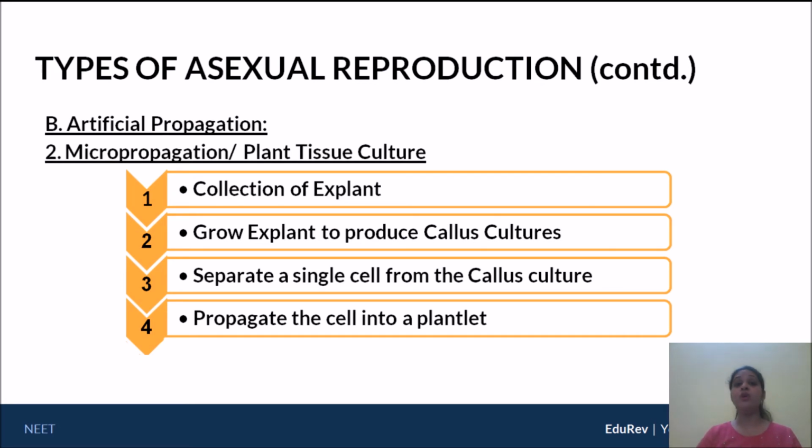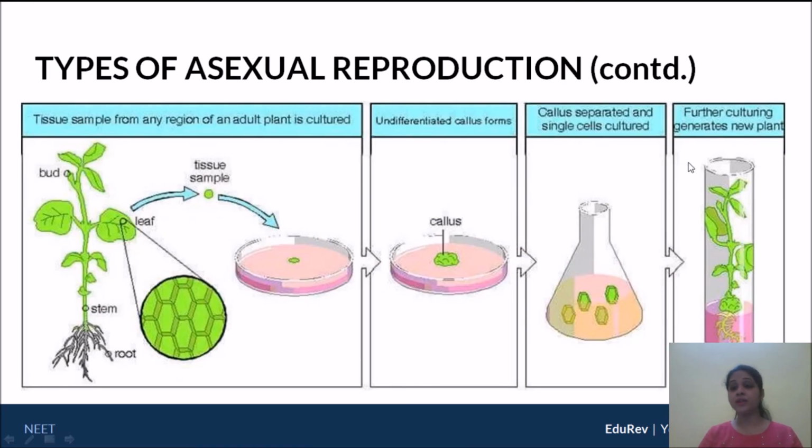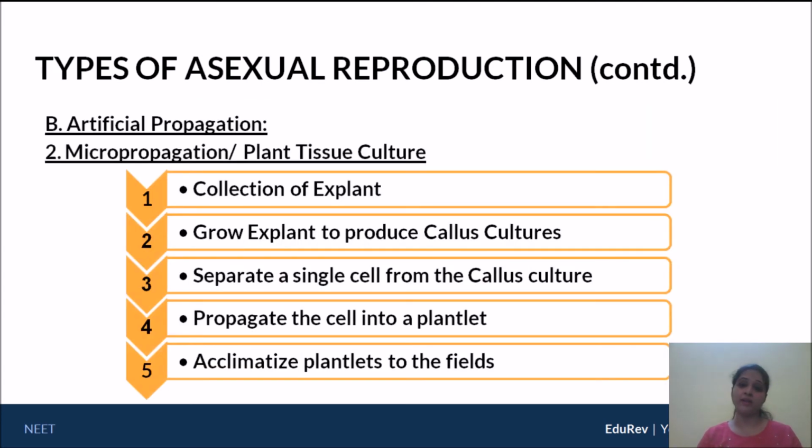So if you look at step number 4, use those cells and propagate them into individual plants. So here you can see in the last part of the figure that each cell will give rise to a single plantlet. But now I want you to understand this. Where have we conducted all these experiments? All of them have been conducted in the laboratory, which means we have given the best possible conditions. Now we need to be able to transfer this plantlet into the field. That's not very easy because this plantlet has grown under good conditions. So therefore, in the last step, acclimatize these plantlets to the field.